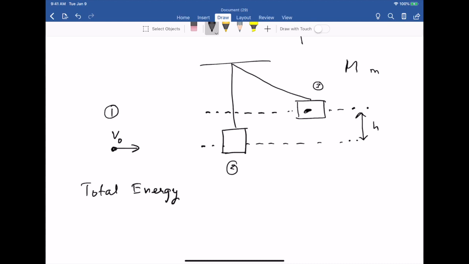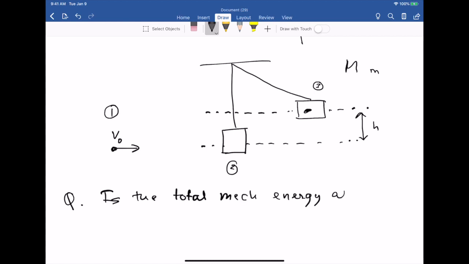Total energy, mechanical energy is what I mean. Mechanical energy just means kinetic plus potential. So my question is, is the total mechanical energy at position 1 equal to the total mechanical energy at position 2, at position 3?